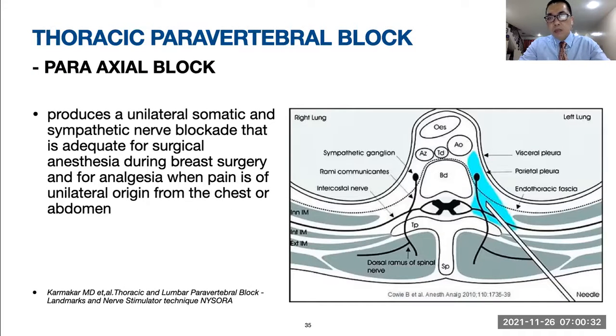The thoracic paravertebral block is a paraxial block which produces a unilateral somatic and sympathetic nerve blockade that is adequate for surgical anesthesia during breast surgery and for analgesia when pain is of unilateral origin from the chest or abdomen. The thoracic paravertebral space is a wedge-shaped potential space on either side of the vertebral column contained in the extrapleural cavity, extending from T1 to T12. The anterior lateral border is formed by the parietal pleura, the posterior border by the superior costotransverse ligament, and the medial border by the vertebral body.